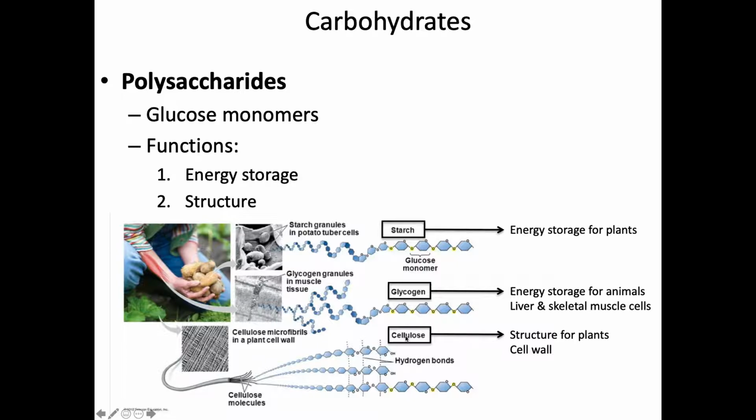And then the last example of polysaccharide is called cellulose. Now, cellulose is the structural component of the cell wall for plants. So the long fibers of the plants that you see, a good example would be celery, are cellulose.